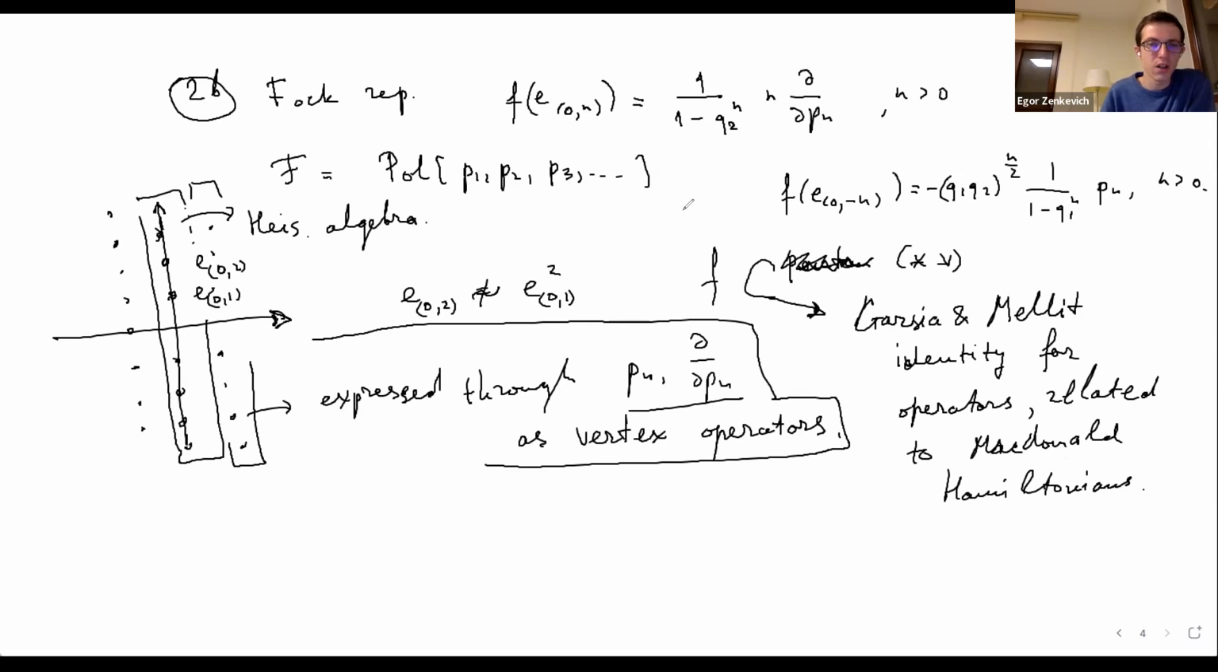So these T gammas are expressed through Macdonald-Hamiltonians and also through multiplication by Pn and the derivative with respect to Pn. And so this identity is true. It's a theorem. There is a kind of combinatorial proof. I didn't follow it completely, but it's a proof. So this is known to be true.